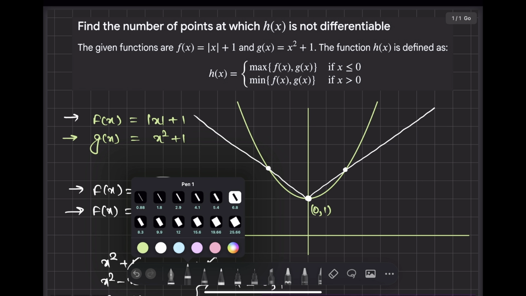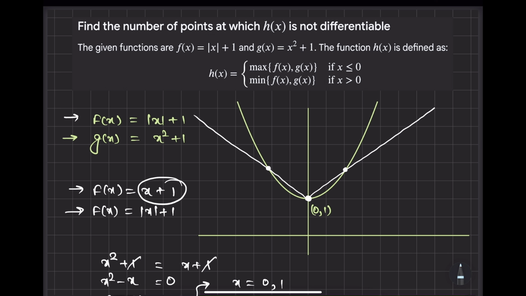Now focus on the required part. Before x equals 0 you have to focus on max. Max means this graph. Here we have the points minus 1 comma 0, 0 comma 0, and 1 comma 0. Correct? Now again you have to take max from minus 1 to 0, so you will consider the white function.